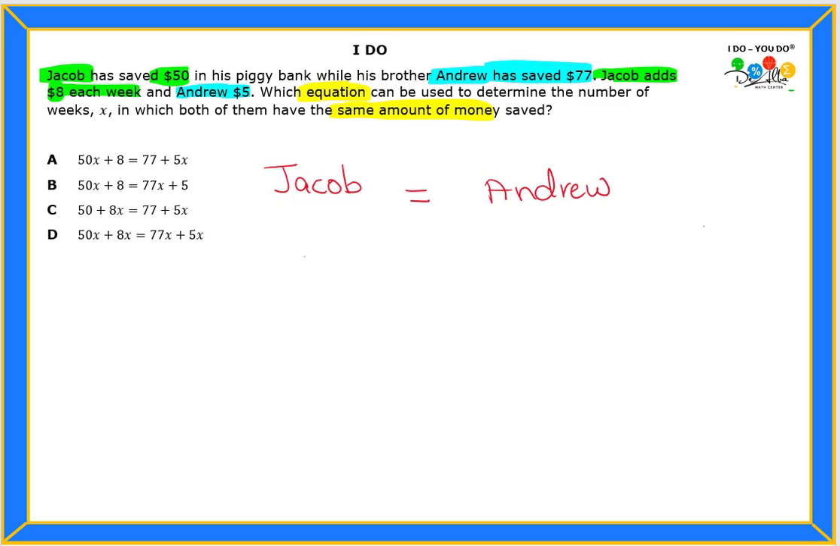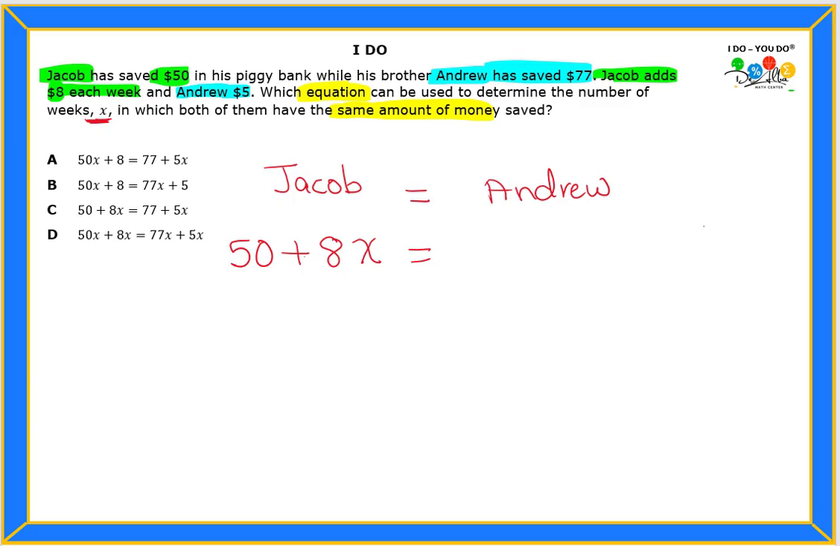Okay, so I'm going to come back and say, well, Jacob, I can see the numbers that go with Jacob because I used green for that, right? So Jacob starts with $50 in the piggy bank, and he's adding $8 each week. And it says here that each week is going to represent the X, right? So if you add, of course, that's a plus, and he's adding 8 per week, which is 8x.